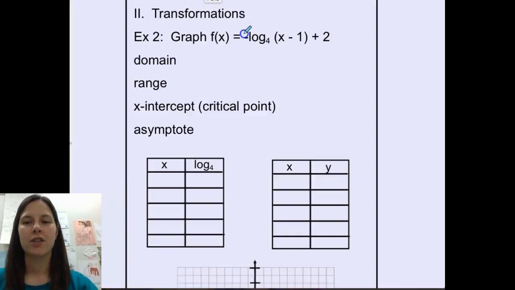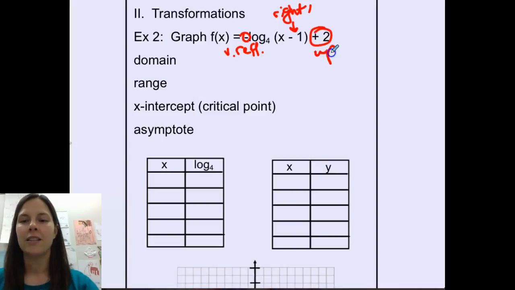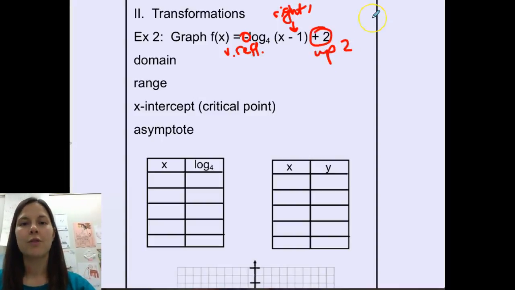Let's take a look at the transformations for this graph. First of all, we have multiplication by a negative. It is outside of the log function. The entire function is being multiplied by a negative, so that's a vertical reflection. Here, inside, grouped with the x, we have a -1. So that's a horizontal shift, opposite from what we think, so it's going right 1. And this is outside of the grouping with the x, so that is a vertical shift, and it's normal, so we're going up 2.